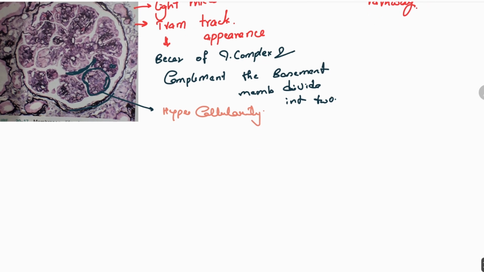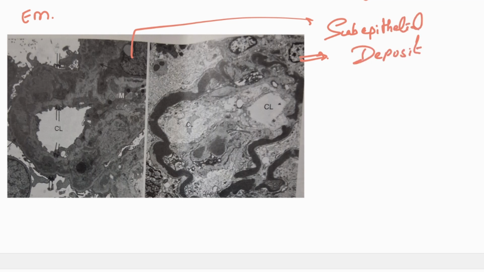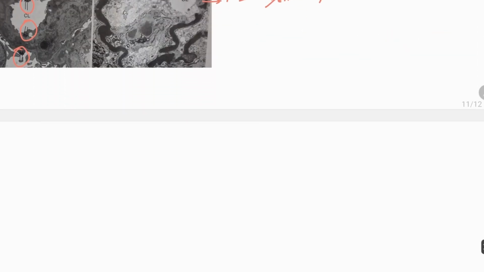Now let's discuss about the electron microscopy. Here in the electron microscopy, you can observe two types. Like we discussed, type 1 and type 2, right? In the type 1 you can see subepithelial deposits. You can observe them here. Whereas in the type 2, you can observe dense deposits. So these are the things that you can observe in the electron microscopy.